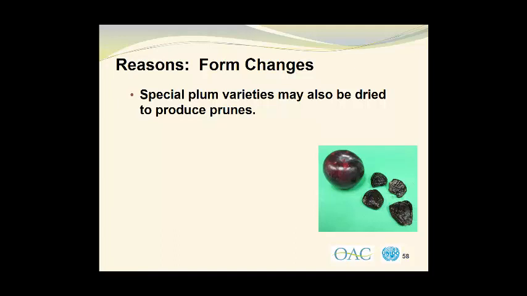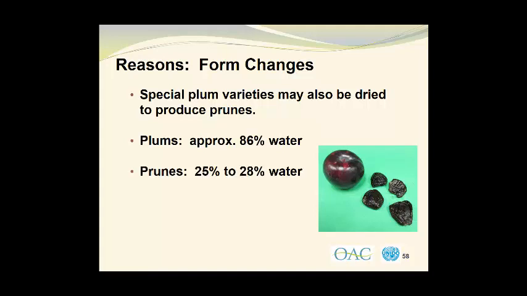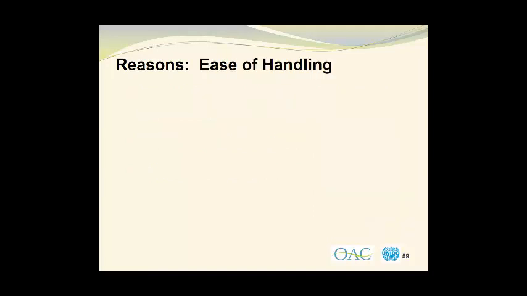Special plum varieties may also be dried to produce prunes. The plums begin with about 86% water, and when they are dried down to prunes, the water content is in the range of 25 to 28% by weight. And it should be pointed out that due to the high concentration of sugars and other water-binding aspects, the water content here can be somewhat higher than it is in things like dried tomatoes and dried mangoes.